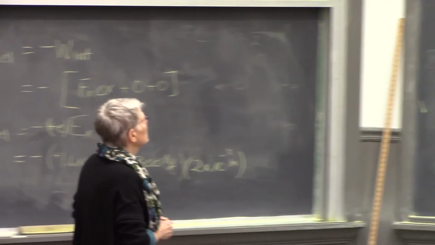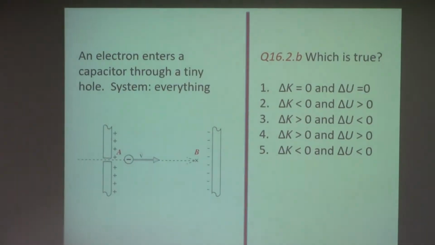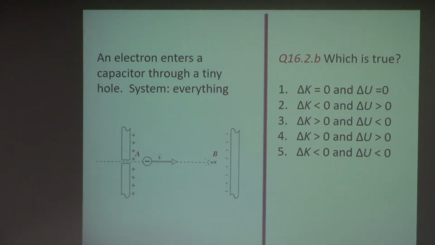Same capacitor, except now this is an electron, and it enters the capacitor through a hole, moving in the same direction to the right. Now what happens in this case to the system? System is still everything. Okay, so what's happening? Okay, 2 is correct, right?